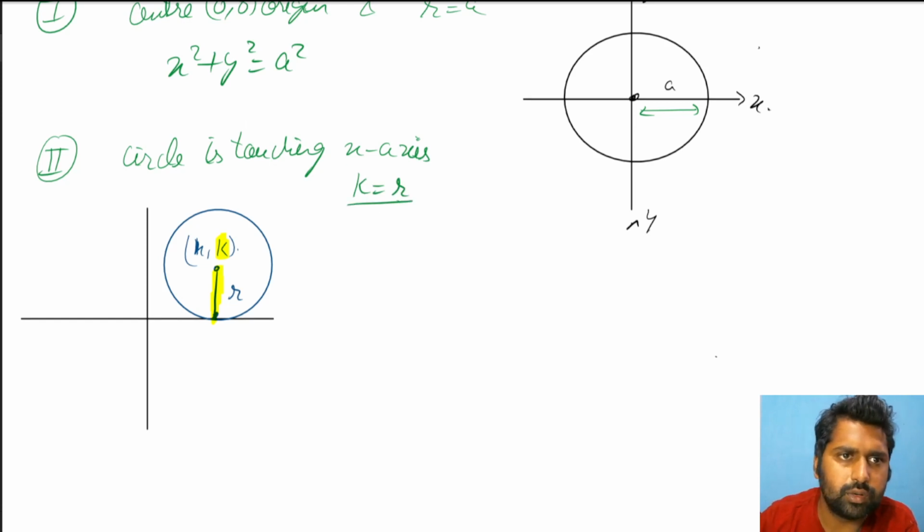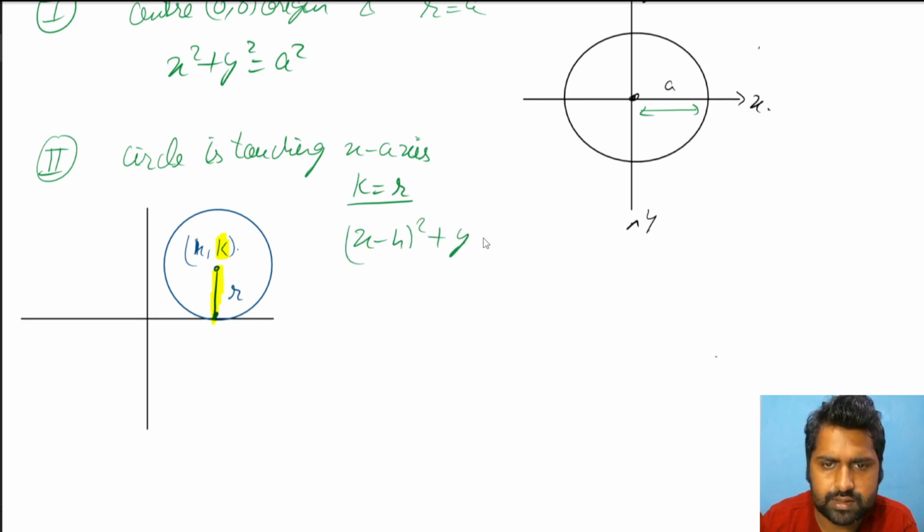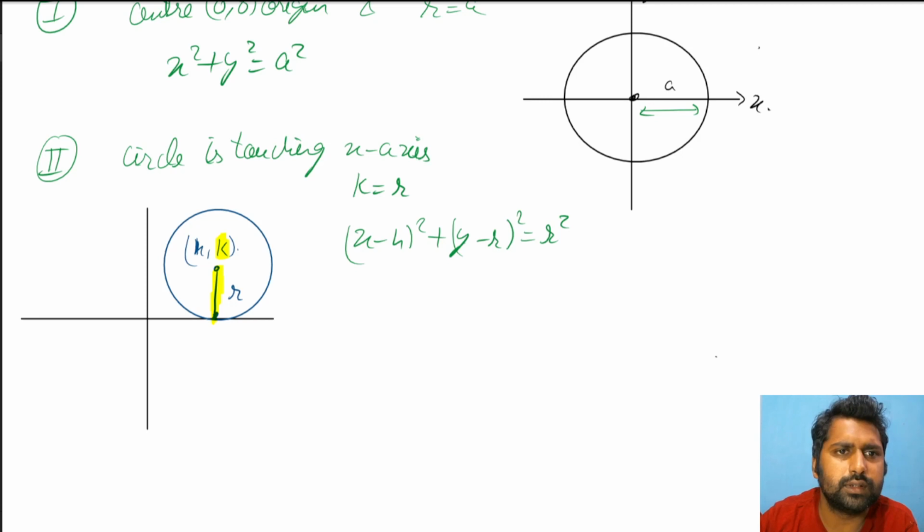So the equation will look like this. You don't have to learn the equation. It will look like this: x minus h whole square plus y minus, instead of k you will have r, whole square is equal to r square. And if you expand it, of course you will get some equation in this form. But the idea is that in this situation k and r are equal.